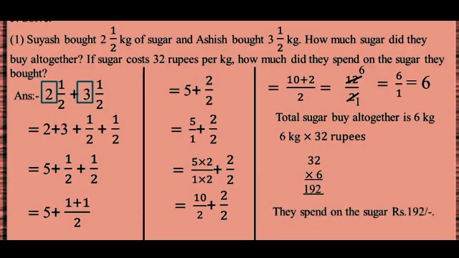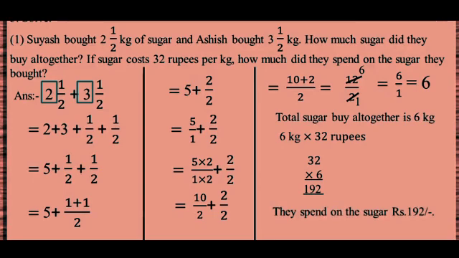Children, next the third question is solved. See the first question. Suyash bought 1.5 kg of sugar and Ashish bought 1 upon 2 kg. How much sugar did they buy altogether? If sugar costs 32 rupees per kg, how much did they spend on the sugar they bought? Let us see the solution.